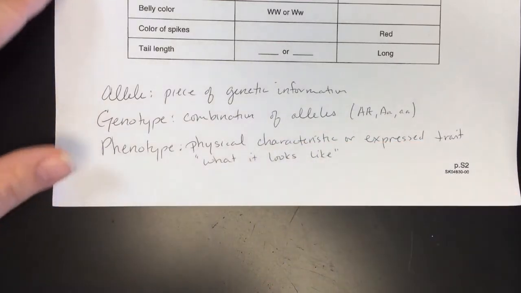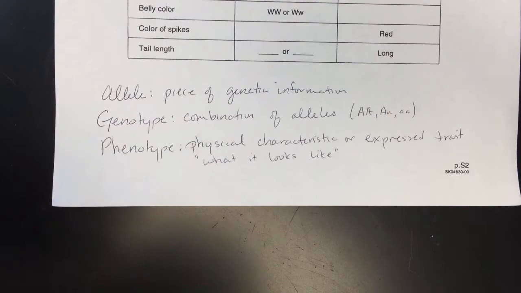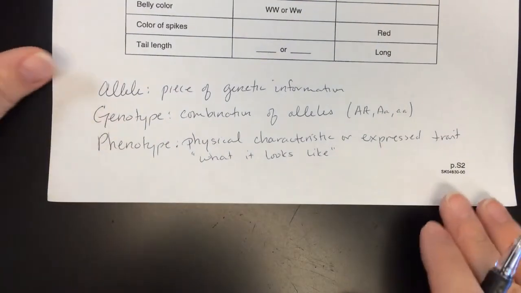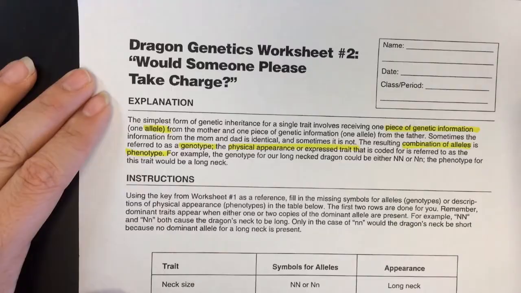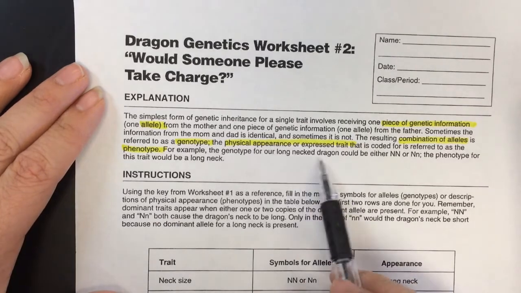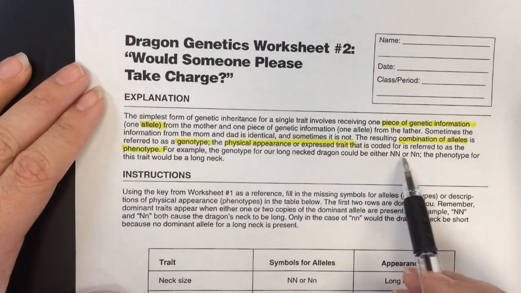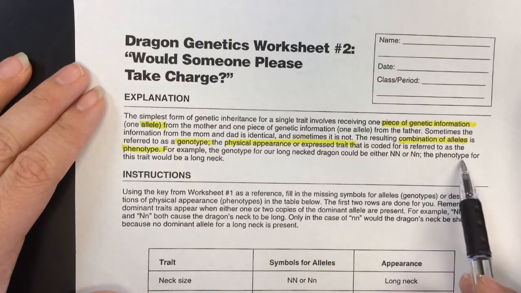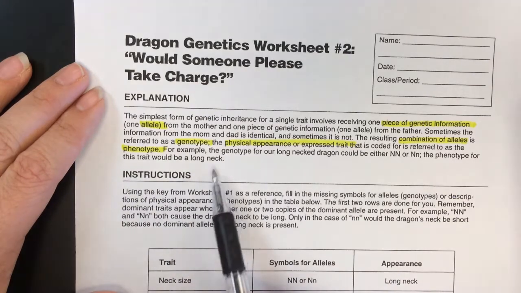Of course, we won't get to see every single trait because sometimes it's proteins and enzymes, but that just gives you the general idea. So, for example, our genotype for our long-necked dragon could be either big N or big little n, and the phenotype for this trait would be a long neck.